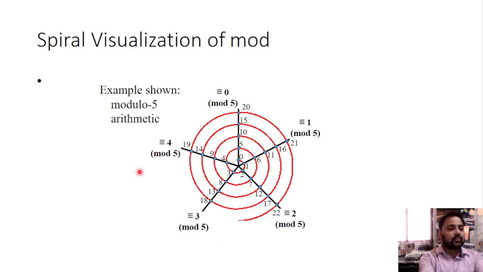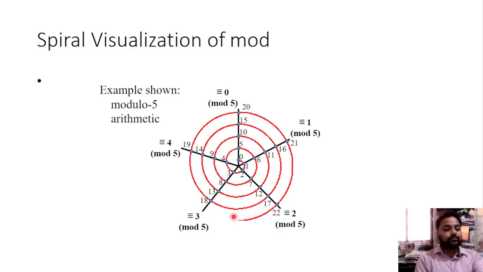The spiral visualization of mod. Here you can see, as in the example shown, the modulo 5 arithmetic. This is for 5, and the points are starting from 0, and here you can see 0, 1, 2, 3, 4, 5, 6, 7, 8, 9, 10, 11, 12, 13, 14, 15, 16, 17, 18, 19, 20, 21, 22, and so on.